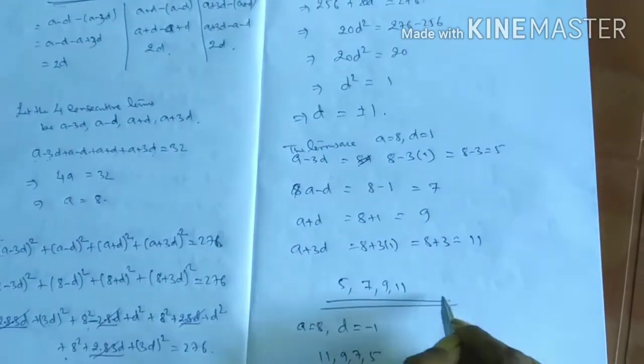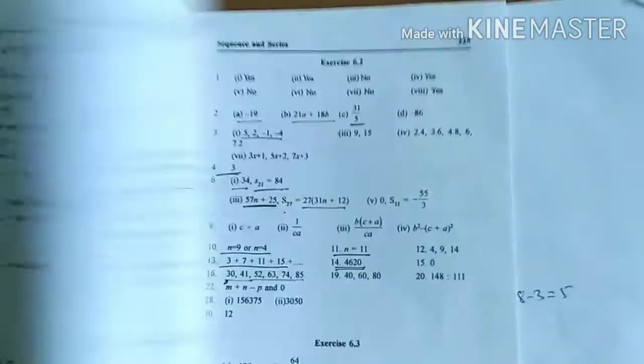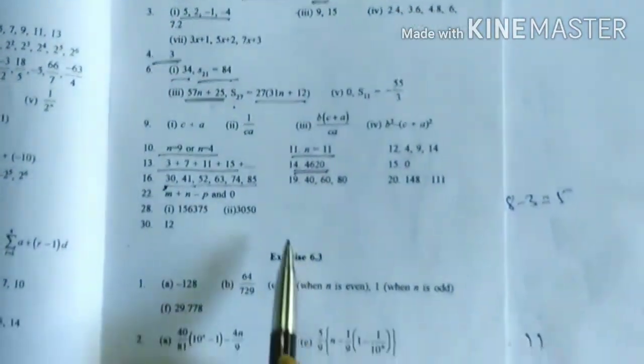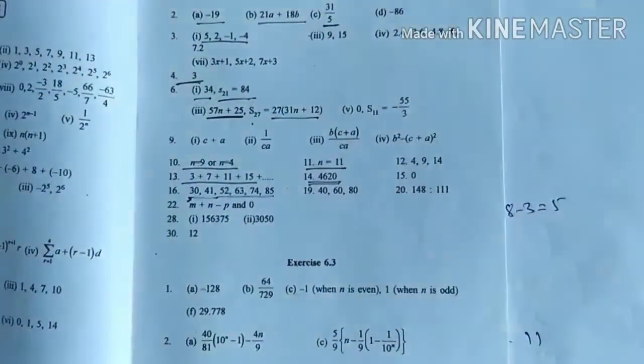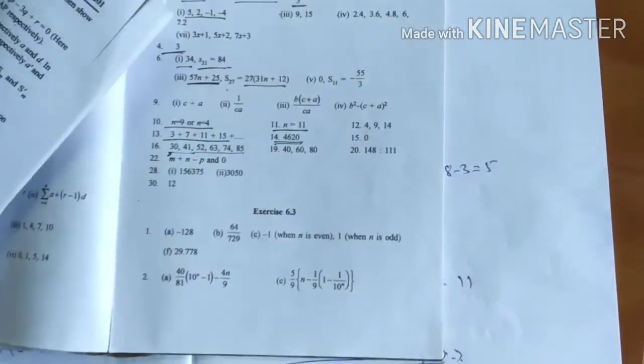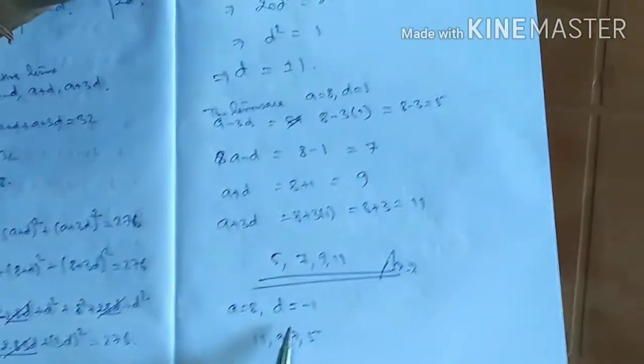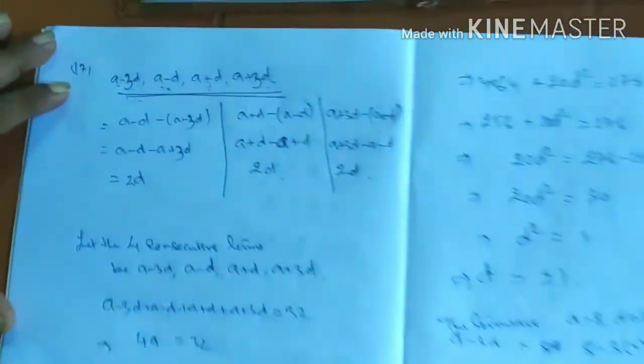Now let me check the answer. Question number 17. Oh, sorry, question number 17 is not done here. Here there is question number 16, and after that it is 19. So question number 17 is not done for you. The answer is not given here, but this is the answer.